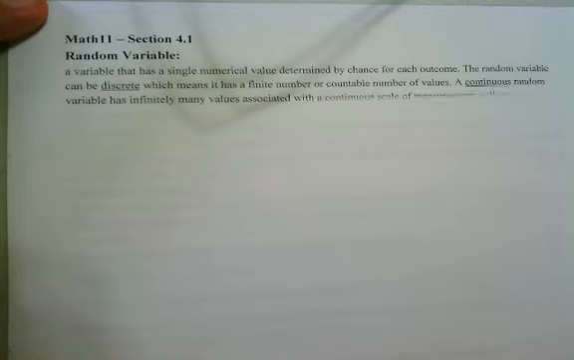In the previous chapter, we looked at the basics of probability. Now we're going to look at probability distributions. And so first off, we need some definitions. A random variable is a variable that has a single numerical value determined by chance for each outcome.